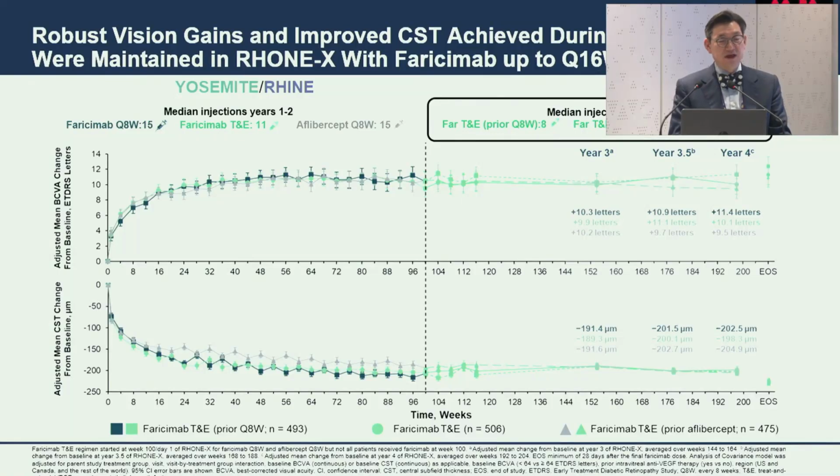Here we see that the vision gains and the anatomical response which were achieved during the YOSEMITE and RHINE trials were maintained for another 2 years, with a treat and extend regimen up to 16-week dosing. Because of this, you can see there are fewer injections in years 3 and 4, approximately 7 to 8 in the 3 groups.